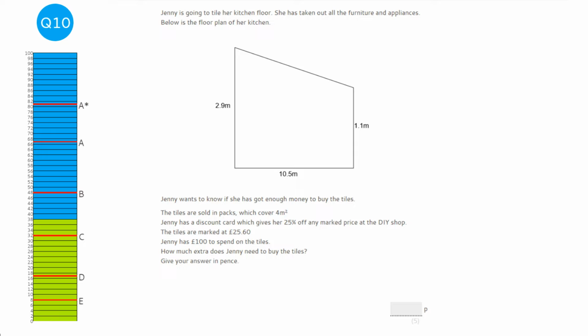Otherwise, let's get started. So let's go through the question and make sure we understand it. The packs of tiles she buys will cover 4 meters squared. She gets 25% off. The tiles are marked at £25.60 without her discount, and she has £100 to spend. And we've obviously got a trapezium here, and this is A, this is B, then this is the height here. And it's on its side to make things a little bit more complicated.